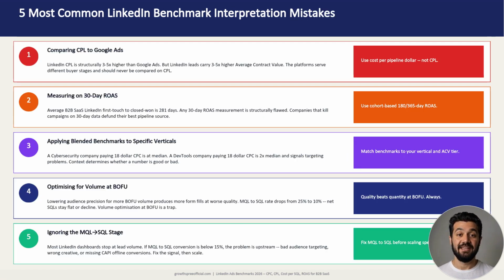Industry median cost per click, $12 to $18. GrowthSpree clients, $7 to $11. Industry median cost per lead, $180 to $320. GrowthSpree clients, $120 to $210. Industry median 180-day return on ad spend, 1.5 to 3.0x. GrowthSpree clients, 6.5 to 13x. The gap is not magic, it is tight ideal customer profile targeting, Conversion application programming interface offline imports, and senior operators running every account.